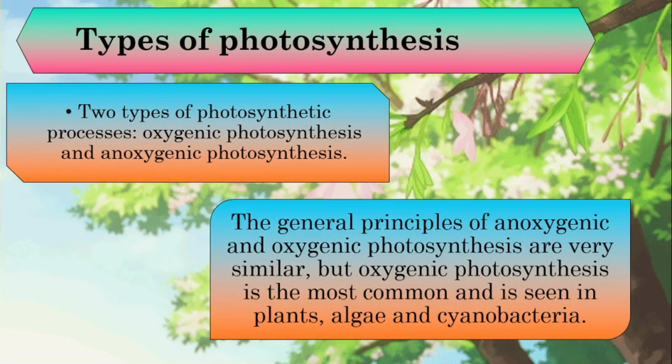There are two types of photosynthesis, oxygenic photosynthesis and anoxygenic photosynthesis. The general principles of anoxygenic and oxygenic photosynthesis are very similar, but oxygenic photosynthesis is the most common and is seen in plants, algae, and cyanobacteria.